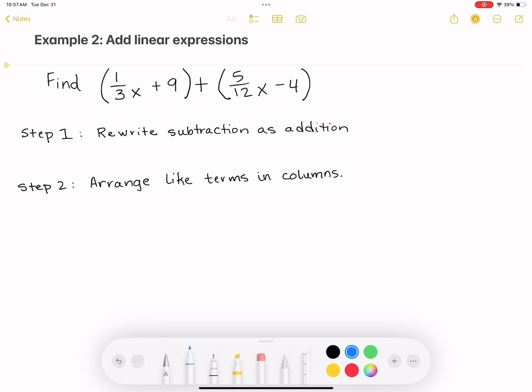In example 2, we are just going to add the linear expressions using the columns. So we're going to rewrite subtraction as addition first. It says 1/3 x plus 9 plus 5/12 x minus 4. This is the only place that there is subtraction. So I'm rewriting 1/3 x plus 9 plus 5/12 x plus negative 4.